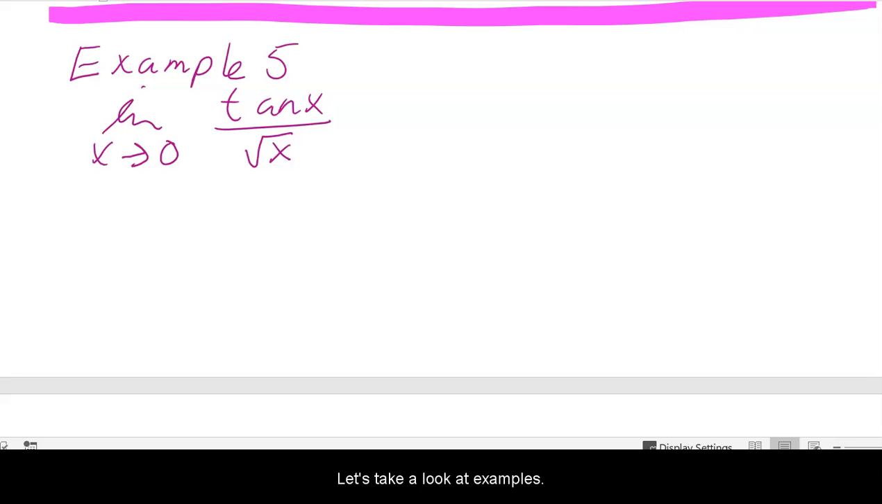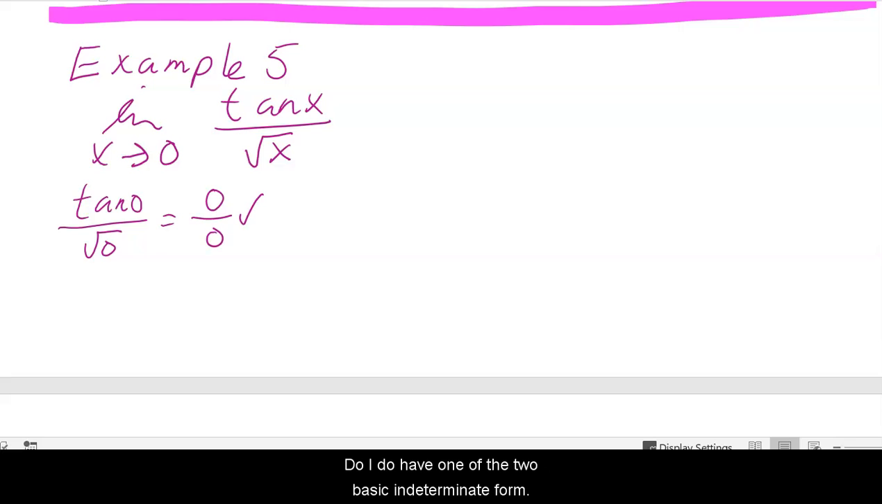Let's take a look at example 5. In example 5, if I were to plug in 0 for x, I would get tangent of 0 divided by the square root of 0. The tangent of 0 is 0, and the square root of 0 is also 0.